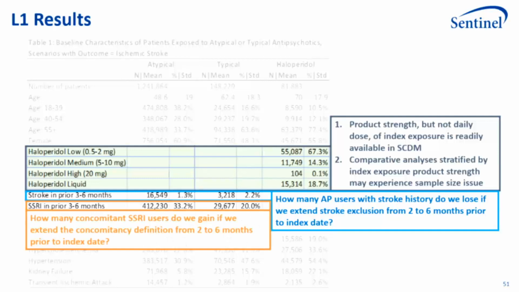Similarly, you can do the same for the SSRI baseline use. This gives us the information up to how many concomitant SSRI users we gain if we extend the concomitancy definition from 2 to 6 months prior to index date. So this is the information that you can use to gauge the sample size change when you make final design decisions for level 2 analysis.